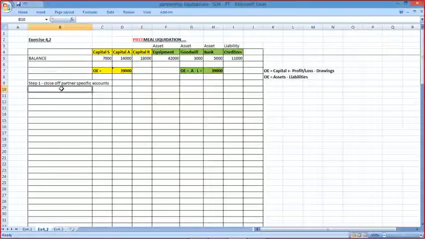Okay. Are you talking about the specific instance? It must be the liabilities then. No, liabilities aren't partner-specific accounts. Of course, they're not. Which one is partner-specific? Goodwill. Yes, goodwill. So step number one is to close a partner-specific account. So, close off goodwill. If I close off goodwill, I'm going to subtract, right? So, minus 3,000 there.